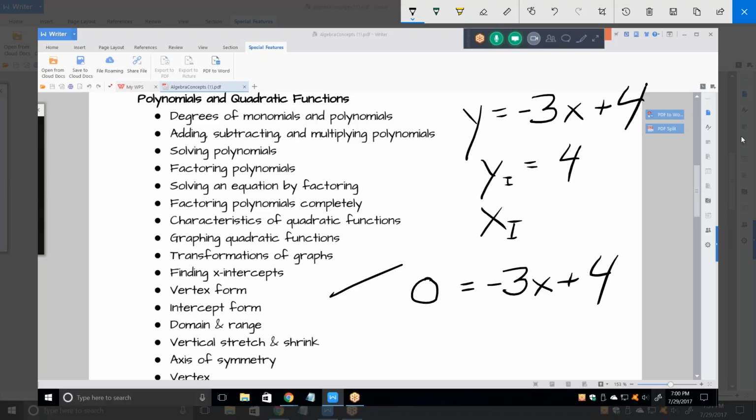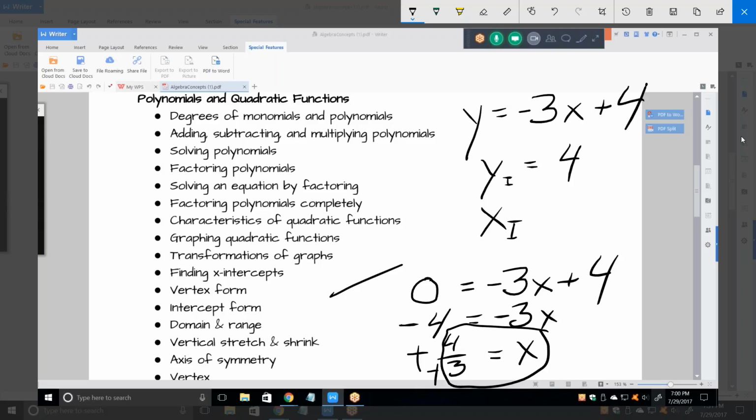You subtract 4. Okay, so that's the next line. Now how do I get rid of the minus 3? Divide by -3. So it becomes that. The two negative signs cancel. And that is my x-intercept. But notice that the x-intercept was harder to solve for than the y-intercept. The y-intercept is usually whatever that constant is.